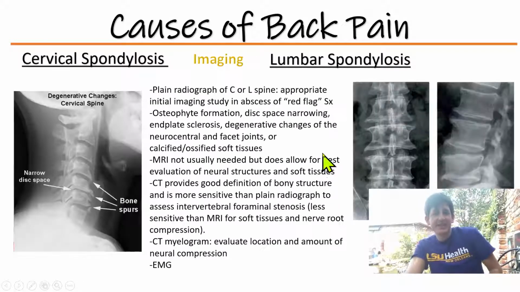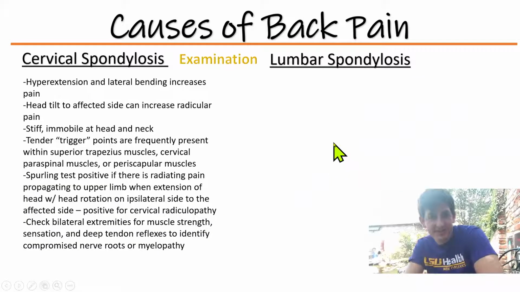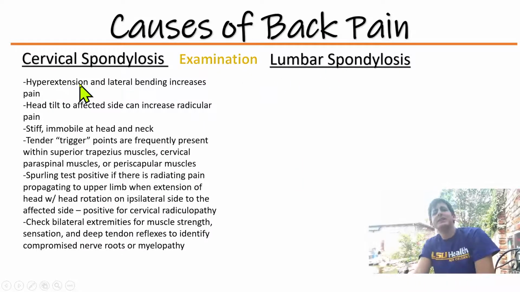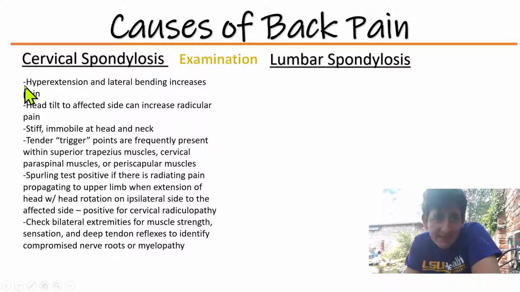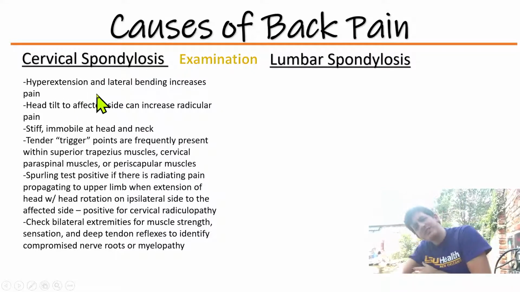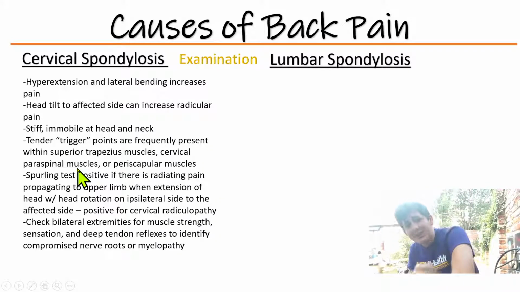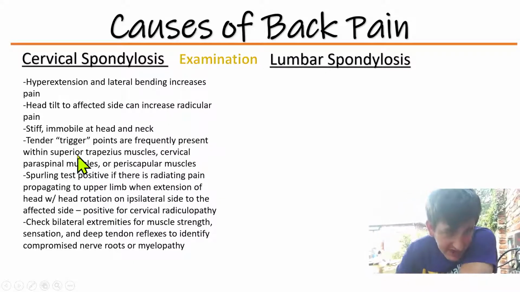Okay, so examination of these patients. It's the same thing, I think. Or no, maybe I just didn't find one for this. But anyway, cervical spondylosis: hyperextension and lateral bending will increase pain. Head tilt to the affected side can increase radicular pain. Neck can be stiff and immobile at head and neck. Tender trigger points are frequently present within superior trapezius muscles, cervical paraspinal muscles, or periscapular muscles.